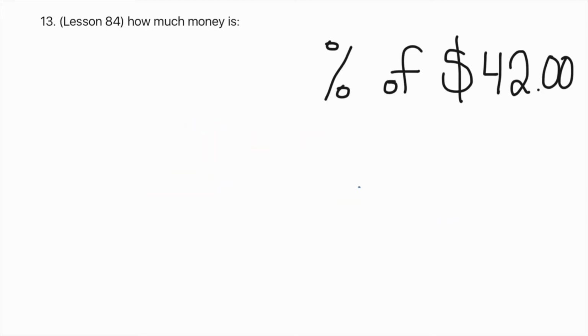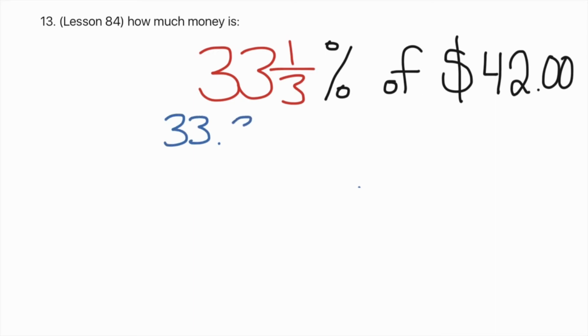Let's try one more of these. So I'm just going to only change the percent. And we're going to do another one that's a continuing percent, 33 1/3%. Now again, just like the other one, we're going to rewrite this. Instead of 33 1/3%, we're going to write it out as 33.3 continuing percent, because we know that 1/3 is the same as 0.3 continuing.